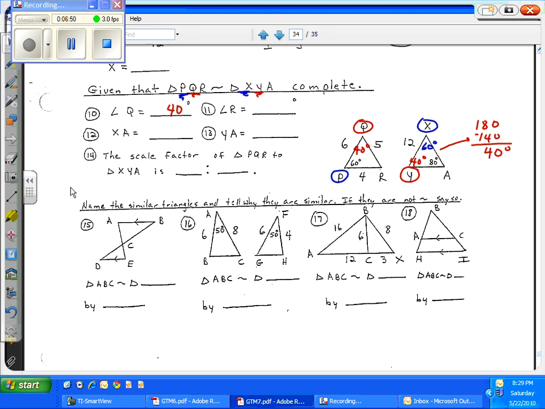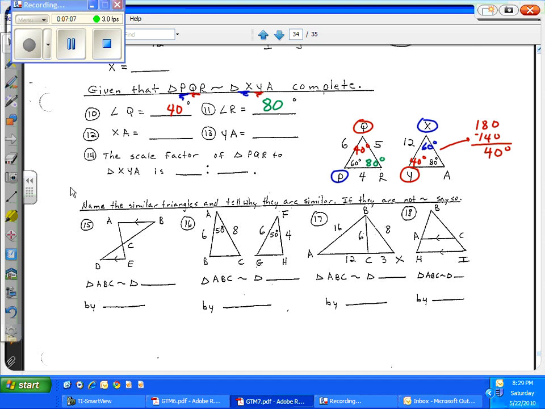Now, the sum of the angles of a triangle is 180, so this is going to end up being 80 since 40 plus 60 is 100 there. And so we have that angle R is equal 80 degrees by the sum of the angles of a triangle is 180.